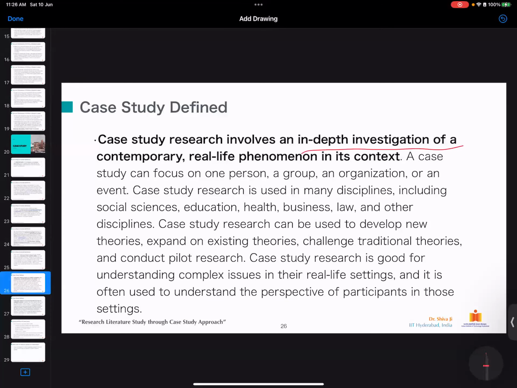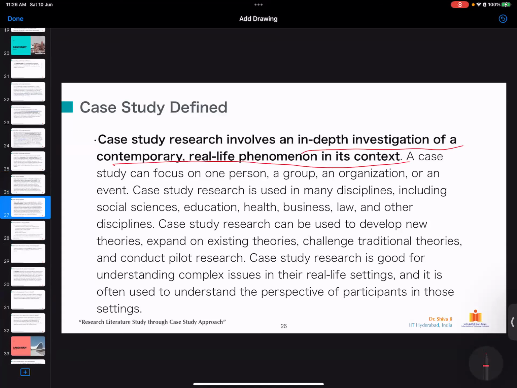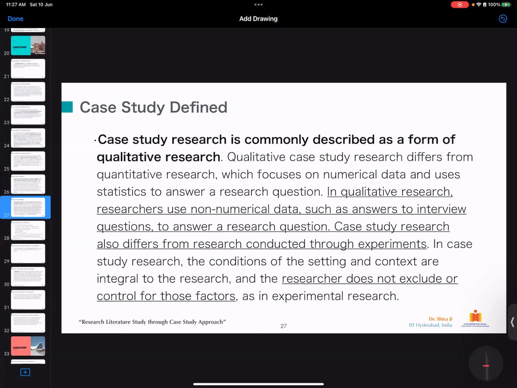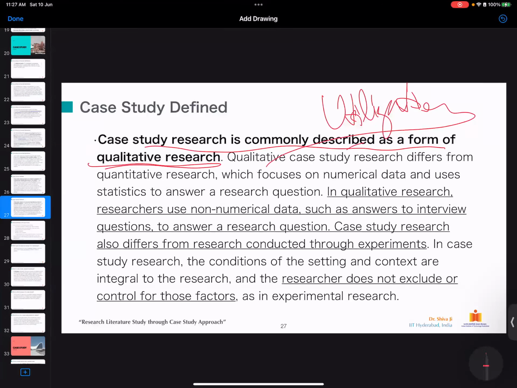And it helps you do an in-depth investigation of contemporary real-life phenomena into its concept and context. A case study research is commonly described as a form of qualitative research. Qualitative research gives you data which directly cannot be inferred. For example, the utilization of a space: how utilization of a space is happening can have some quantitative inputs as well as a lot of qualitative inputs. This is where case studies actually help, in creating these qualitative inputs.